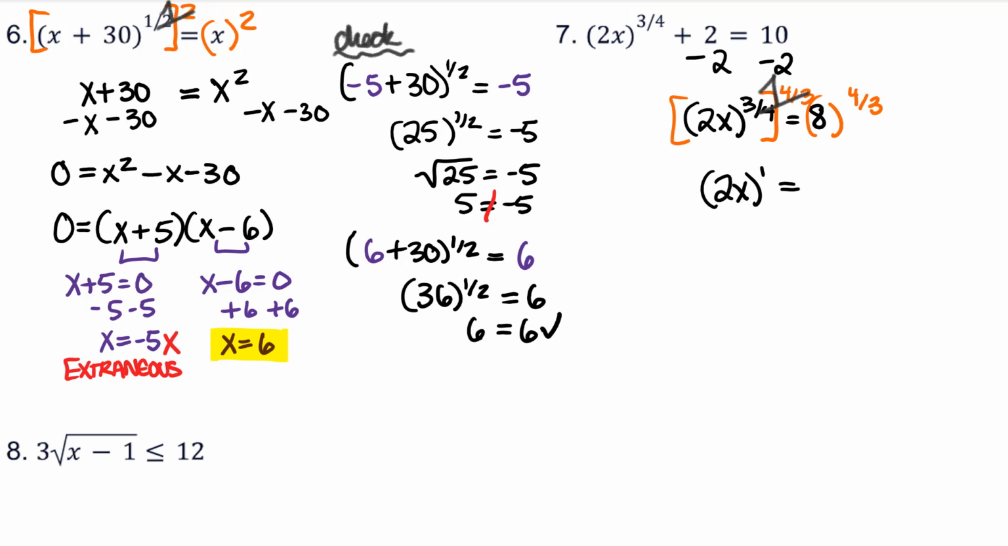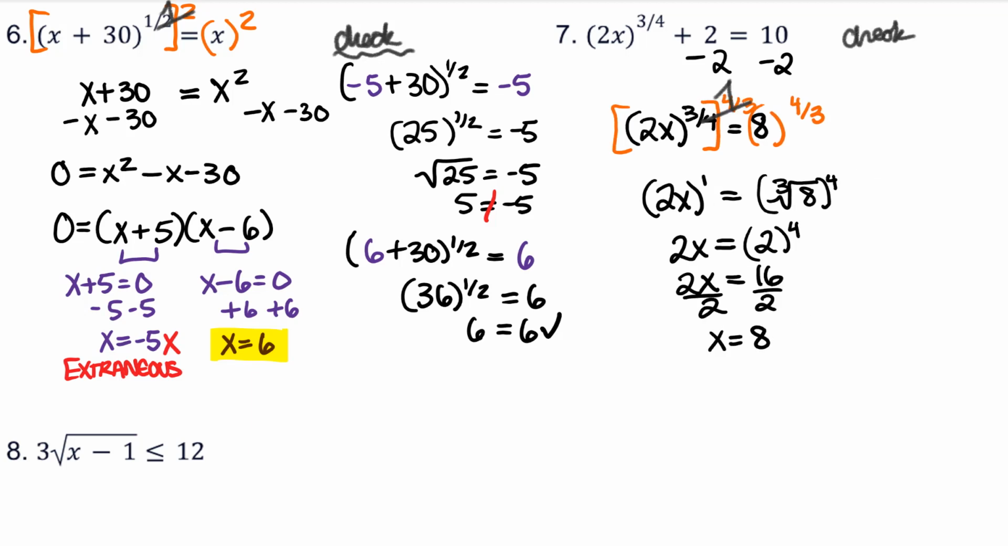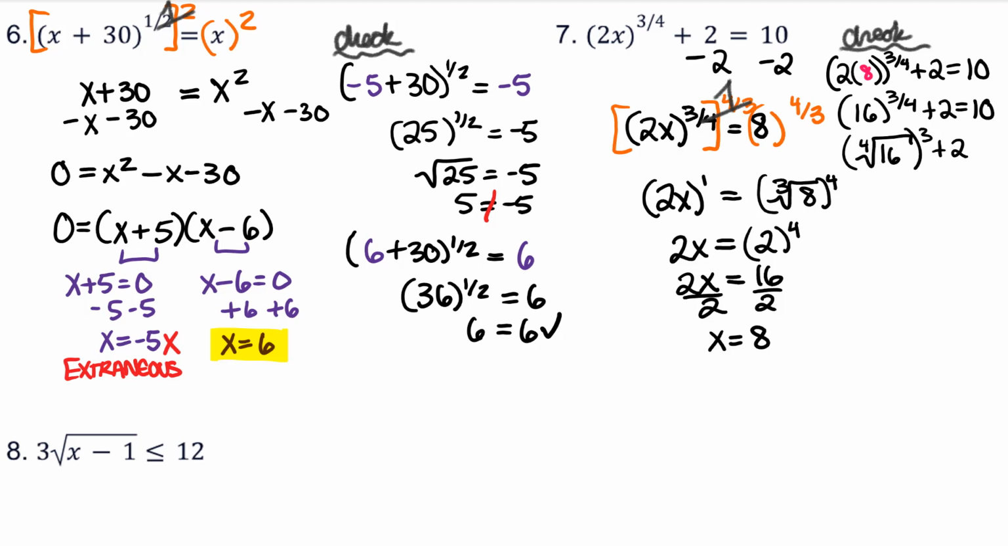8 to the 4 over 3 is cube root 8 to the power of 4. The cube root of 8 is 2. 2x is equal to 16. Solve for x, and we get x equals 8. Let's check our solution. So x equals 8 is our solution.